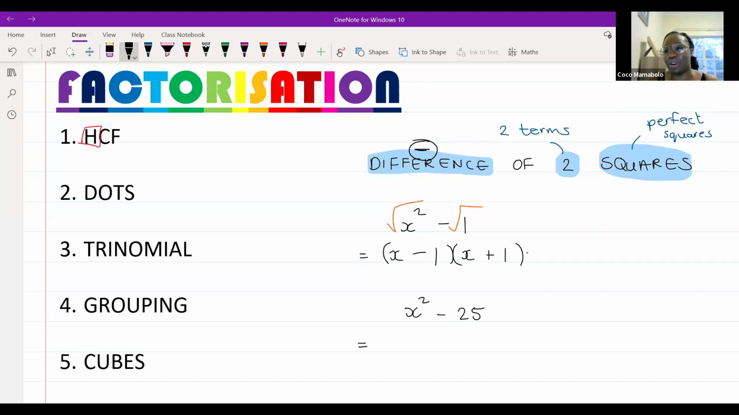Well done, Tiniko. Excellent. All right, we know we're going to open up two brackets. One of them is going to have a minus, and the other one is going to have a plus. And then we're going to take the square root and the square root. We know that the square root of x squared is x and x, and the square root of 25 is 5. So I'm going to put 5 and 5.